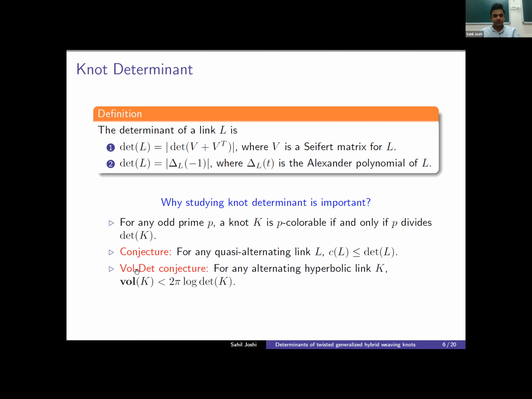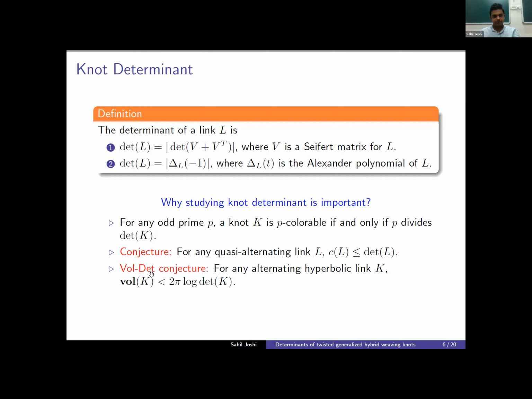And there is another conjecture, the volume determinant conjecture, that for any alternating hyperbolic link K, its hyperbolic volume is less than 2 pi times the log of the determinant. So if we can evaluate the determinant for some families, then we can test these conjectures on these families. So our aim is to find the determinant of these quasi-twisted generalized hybrid weaving knots.